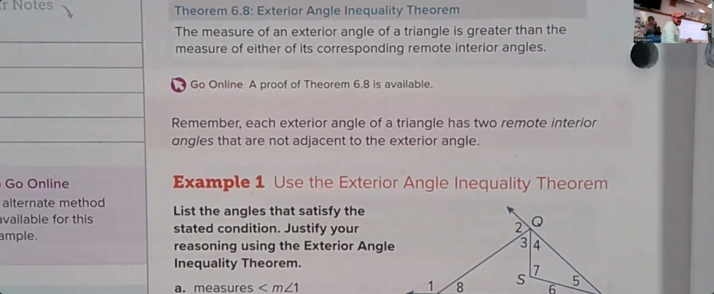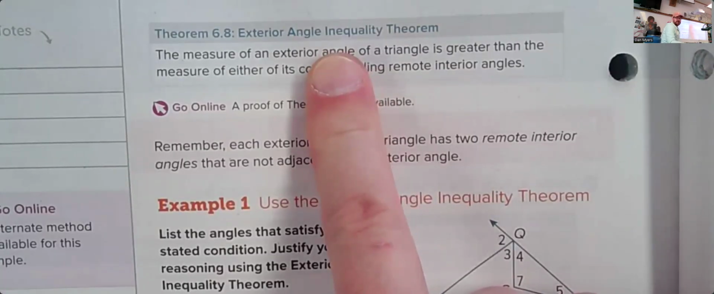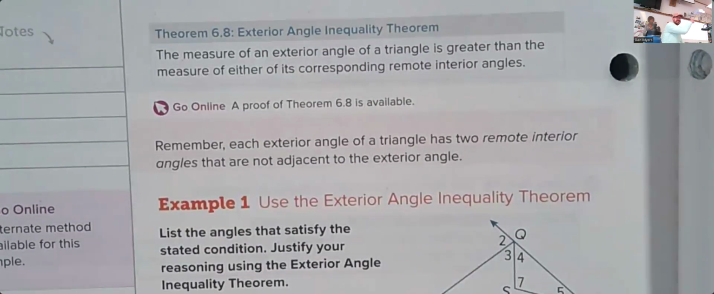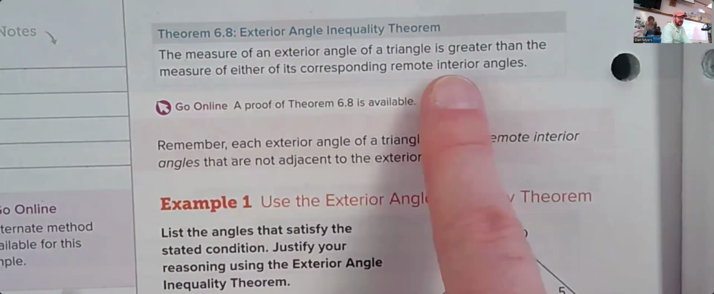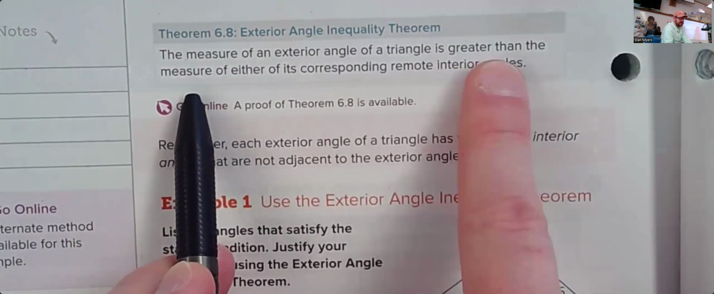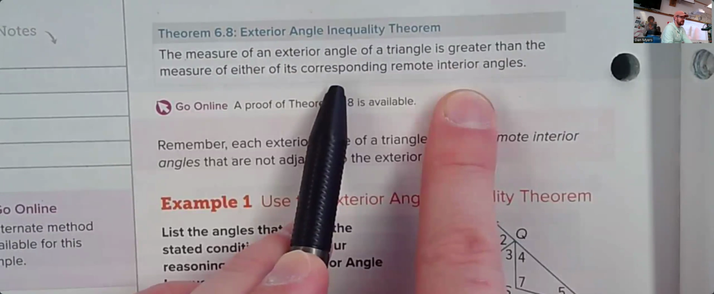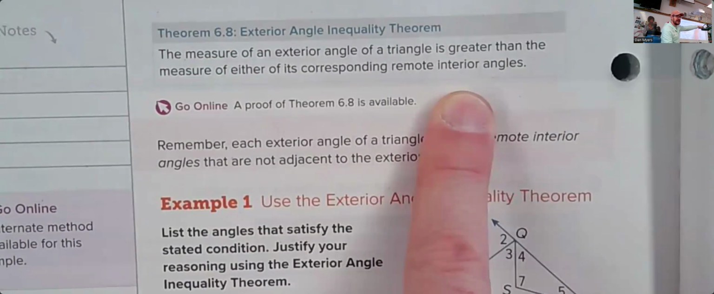So here we go. Theorem 6.8. This is the exterior angle inequality theorem, as opposed to the exterior angle theorem, which says the exterior angle is equal to the sum of the remote interior angles. Now, if the two remote interior angles add together to equal that exterior angle, what does that tell you about the exterior angle? Actually, in the theorem, it tells you that that exterior angle is greater than the measure of either of the corresponding remote interior angles. Because if the remote interior angles add up to equal the one on the outside, that means the one on the outside has to be bigger than both of the ones that add up to equal it in the first place.